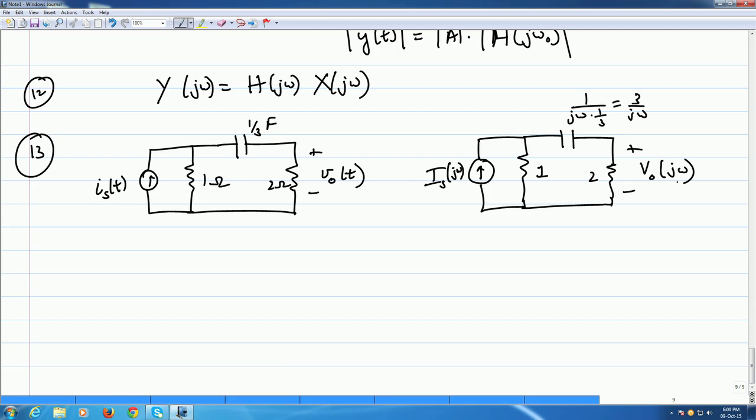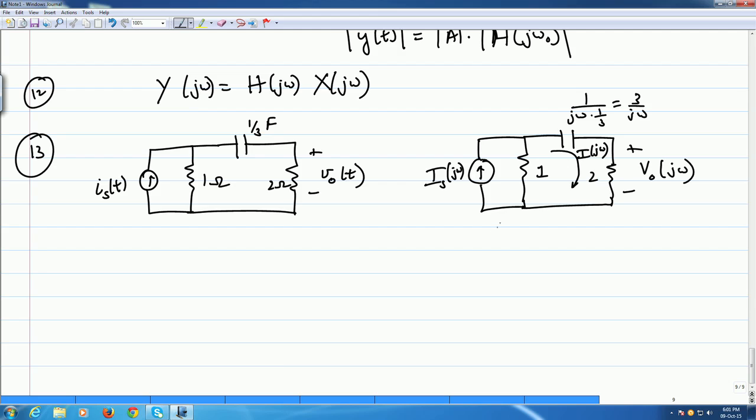So, now we have to write some simple equations. You can write a node equation or a loop equation. I am not going to go into too much detail here, but how do you solve this circuit? Let us say you take the current on this loop as some I of j omega. Okay. So, that can be done in some fashion. Then if you start writing loop equations, you can see what you will get.